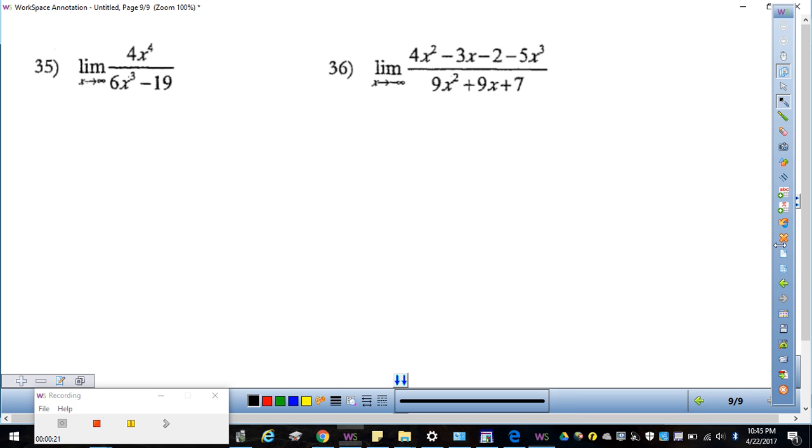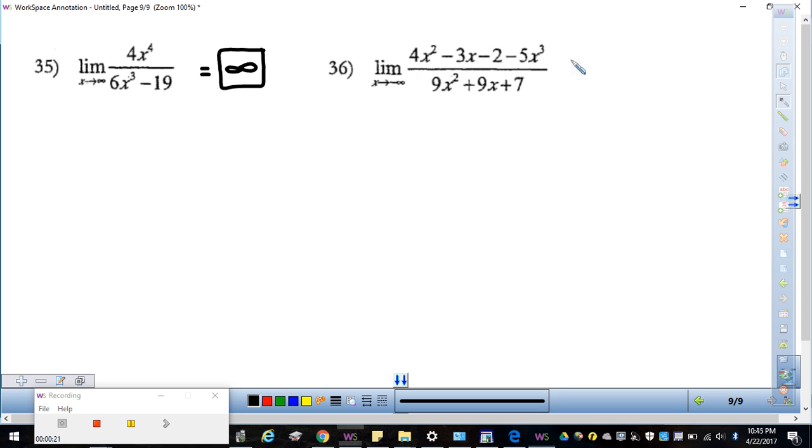Okay, and then finally, number 35 and 36. So these are two more top-heavy situations. So in 35, as x approaches infinity, we think about plugging in a very positive large number. The numerator will be positive, the denominator will be positive, so that will go to positive infinity.